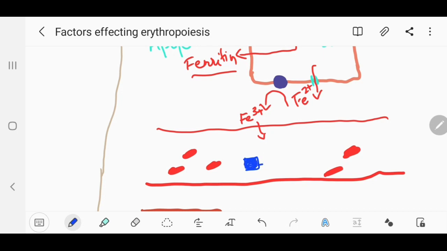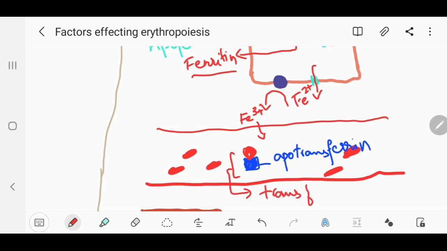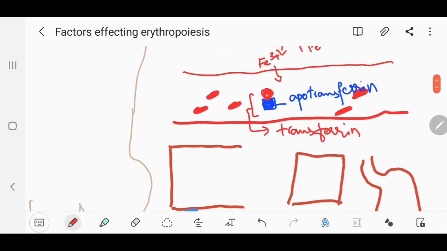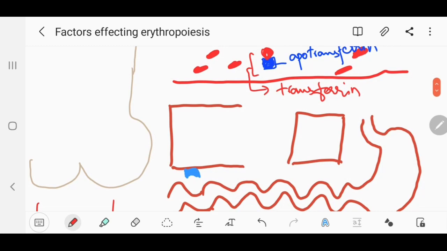Now this ferric iron will enter into the bloodstream, and in the blood we have a special kind of plasma protein which is known as apotransferrin. The iron gets attached to this apotransferrin and forms another structure which is now known as transferrin. So transferrin is basically the transport form of iron. That is, iron gets transported from the GIT to the rest of the body in the form of transferrin through the bloodstream.